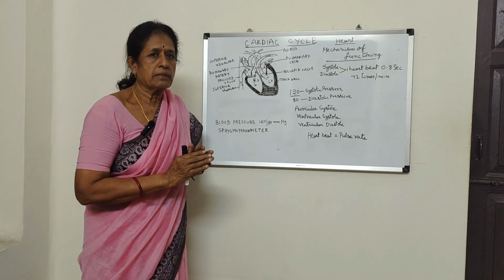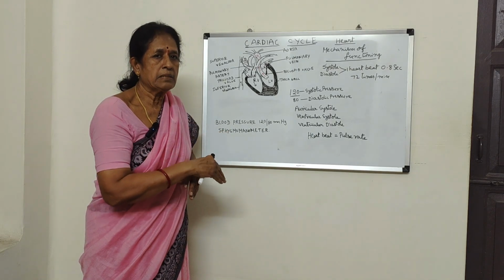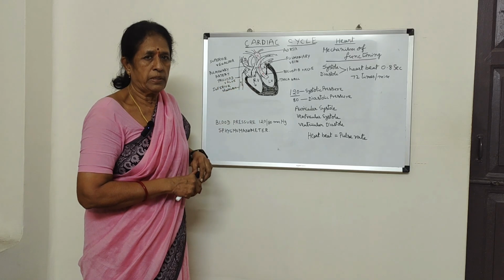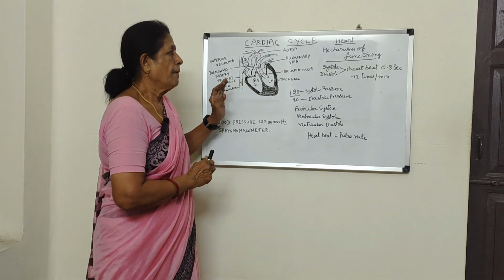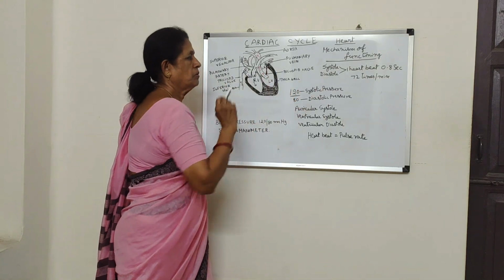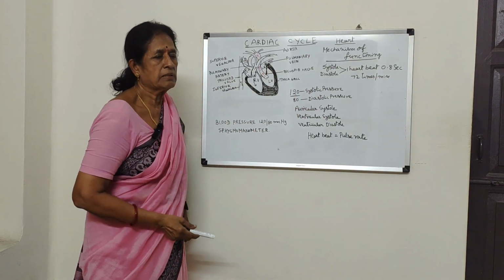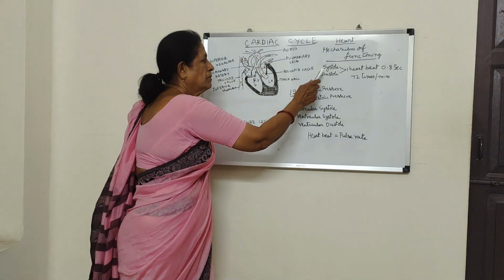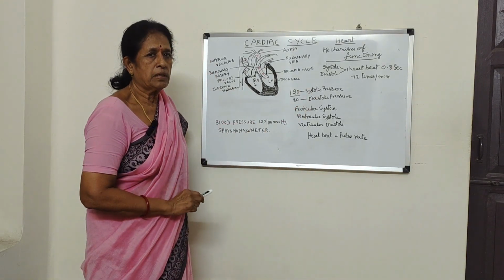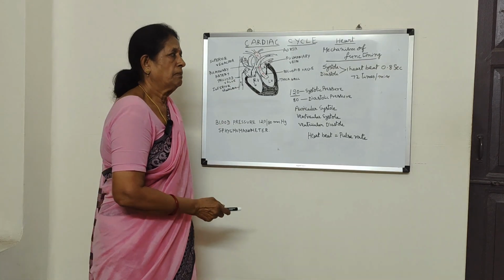Since the heart is a muscular organ, it always contracts and relaxes. When it contracts, it pumps the blood. When it relaxes, the blood is obtained from all body parts. So the contraction phase of heart chambers is called systole. The relaxation stage of heart chambers is called diastole.